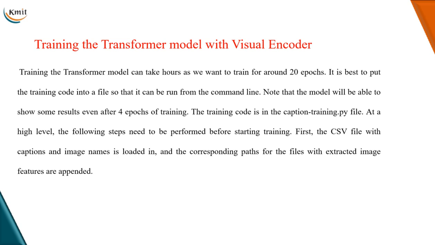Now let's see how we train the transformer model with the visual encoder. Modeling the transformer is different, and training it is another tedious task. Training the transformer model can take hours because we're dealing with images. As we want to train for around 20 epochs, it is usually best to put the training code into a file so that you can run it from the command line. Note that the model will show you good results after 5 or 6 epochs. Typically it starts from 4 epochs of training.